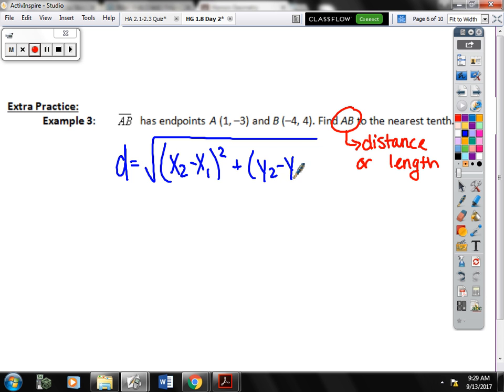Remember, the song can help you to memorize it. x2 minus x1 squared plus y2 minus y1 squared. Add them together and take the square root. If not, just memorize it however you would like. Also make sure you label the points appropriately. x1, y1, x2, y2, point 1, point 2. And then we'll plug in.